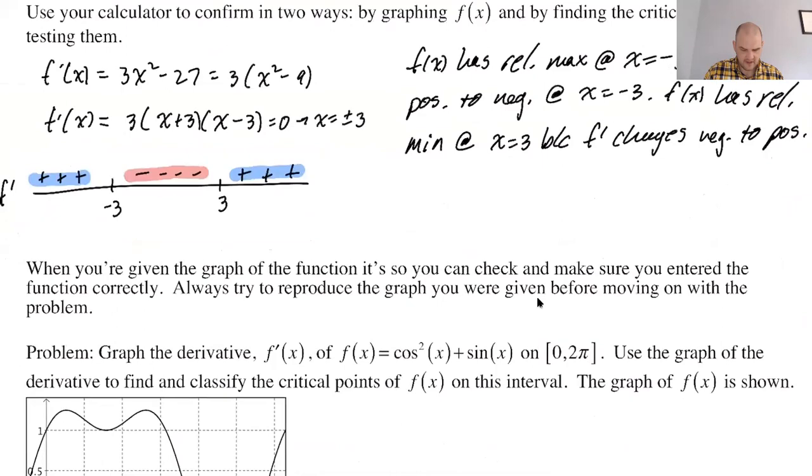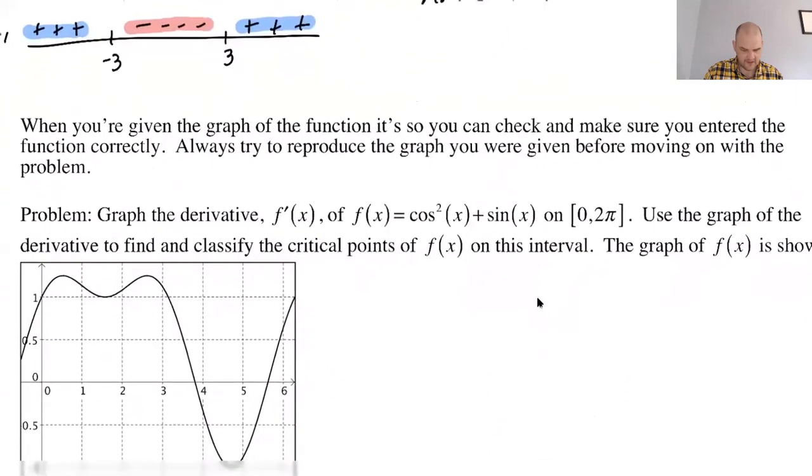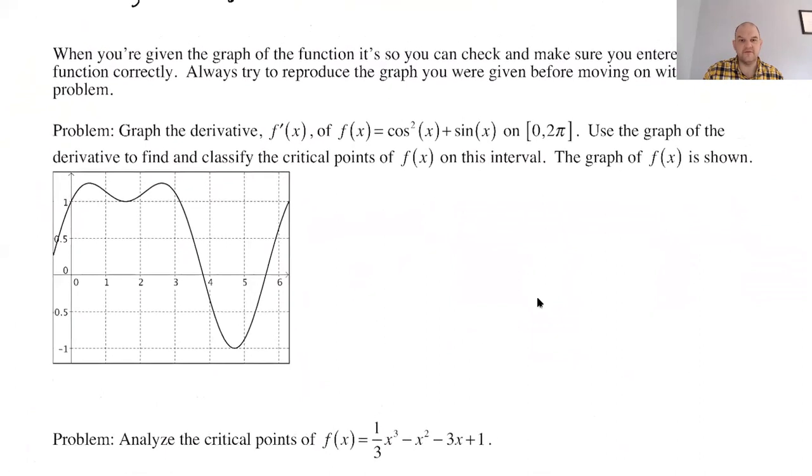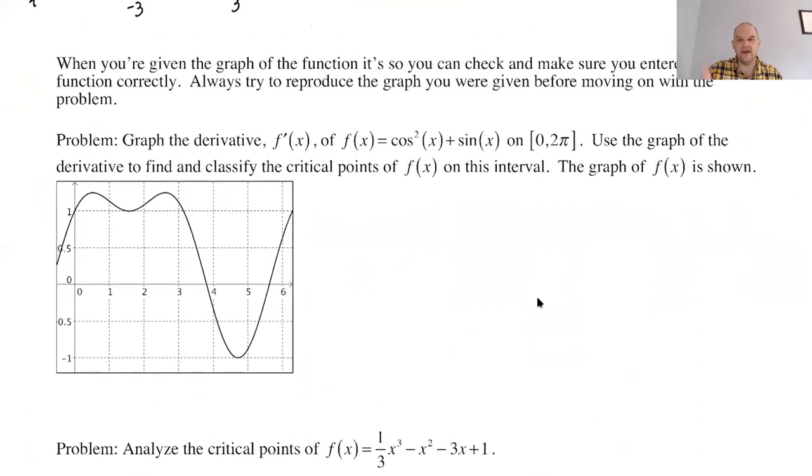All right, let's see. All right, let's try this next one. So graph the derivative f prime of x of f of x. So this is the original function, not the derivative. So let's be clear on that. So this is the original function, and this is the graph of f. So we're given the graph of f. This is f of x.